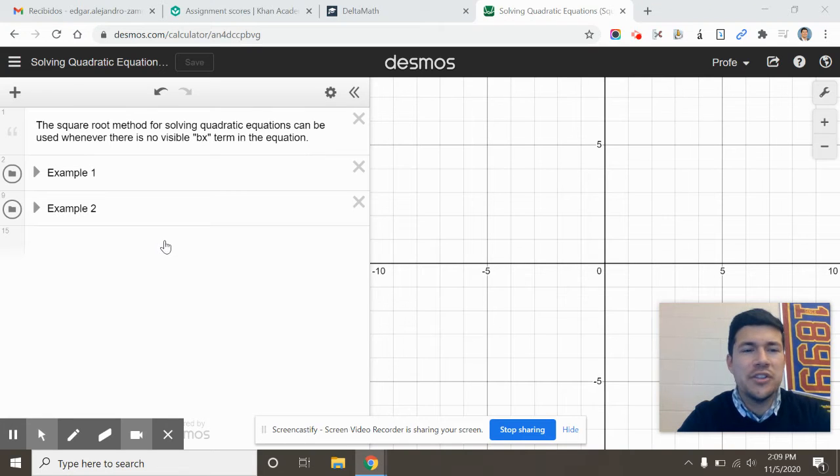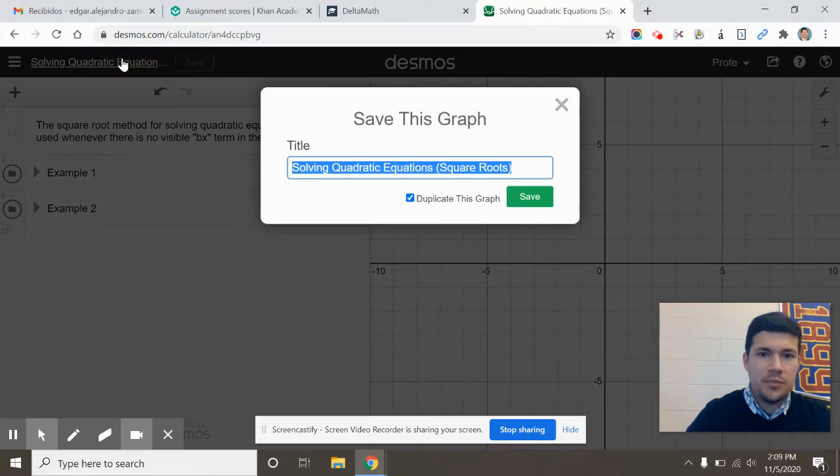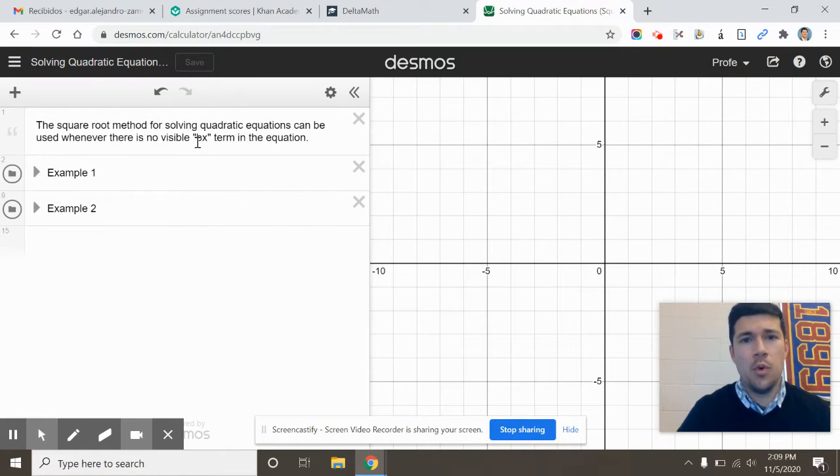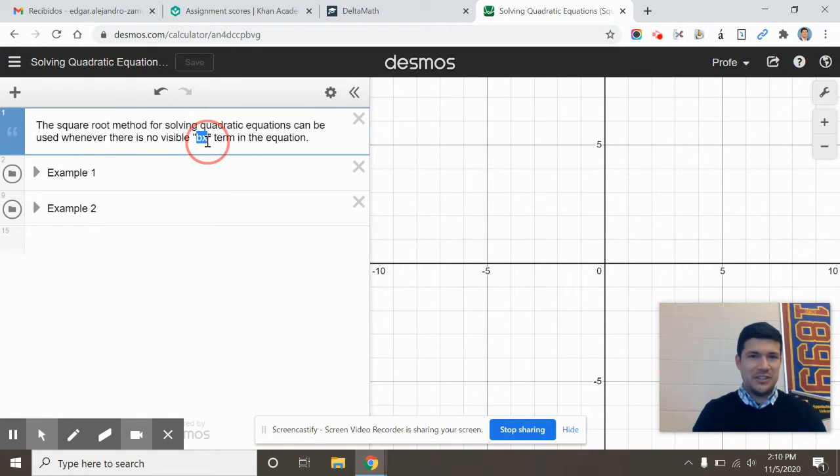Hello, everyone. Let's talk about how to solve quadratic equations in a second way. This second way is called solving by square roots. So when do we use this strategy? Well, we use it whenever you don't see a visible bx term.